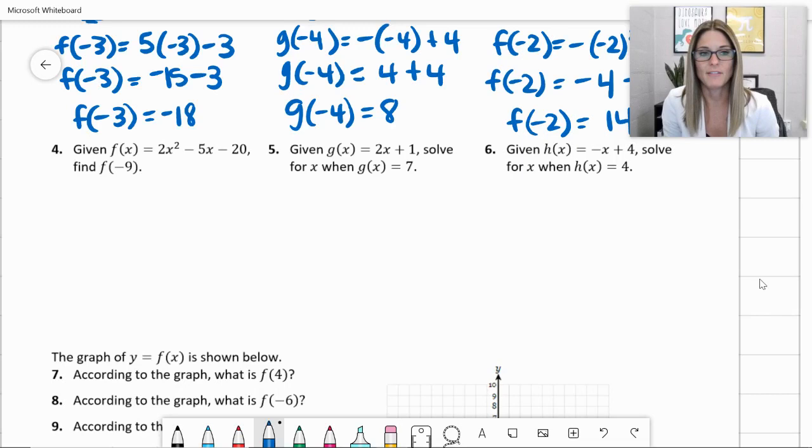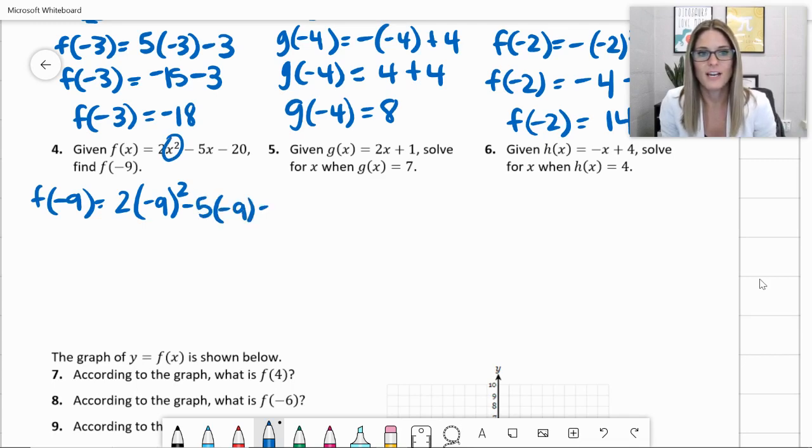Number 4, given f of x equals 2x squared minus 5x minus 20, find f of negative 9. Again, we've got two x's here. I've got 2 times my x is getting squared. Negative 9 is getting squared. Only negative 9. That exponent is only stuck to that x. Minus 5 times negative 9 and minus 20.